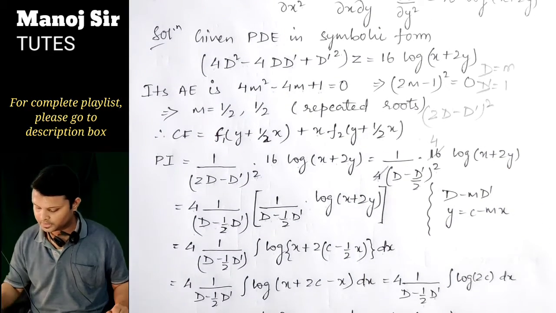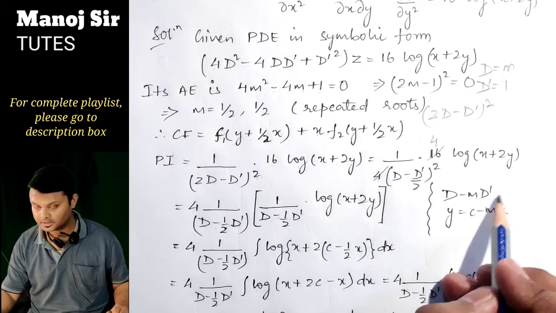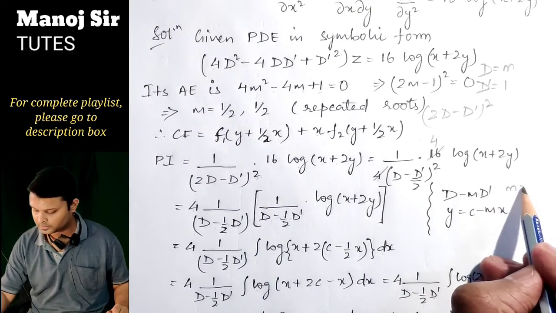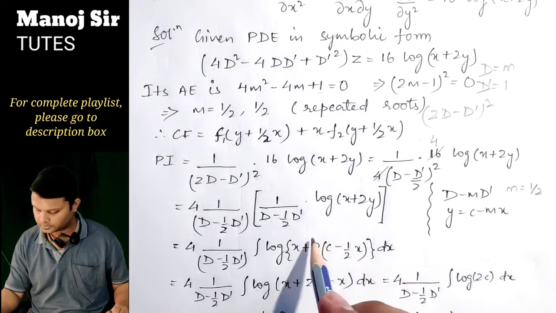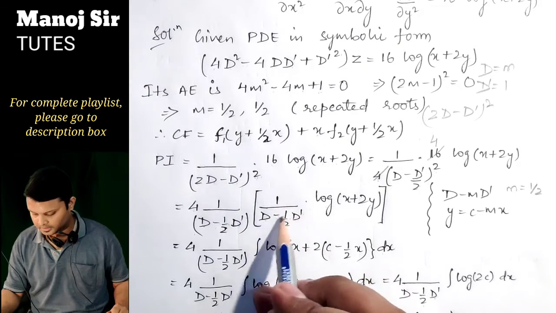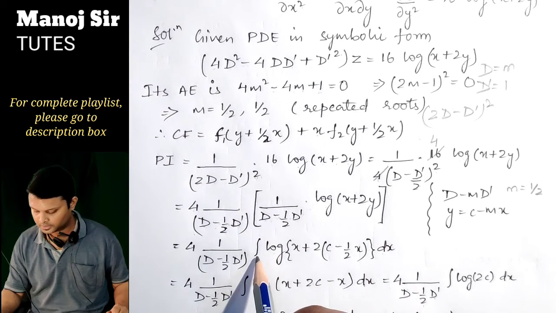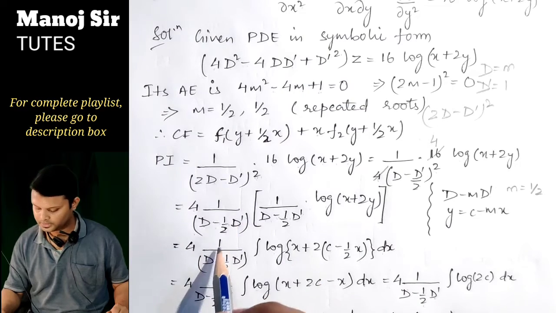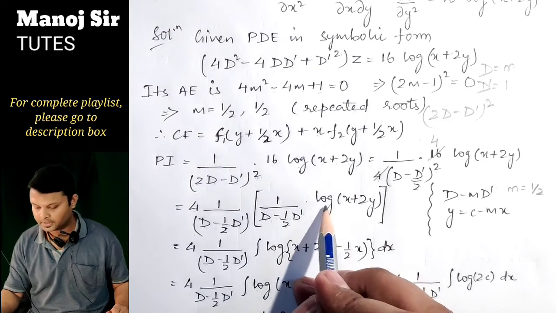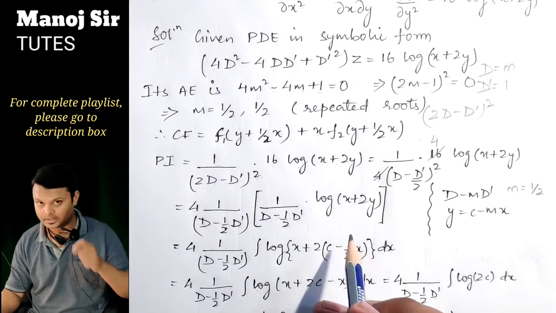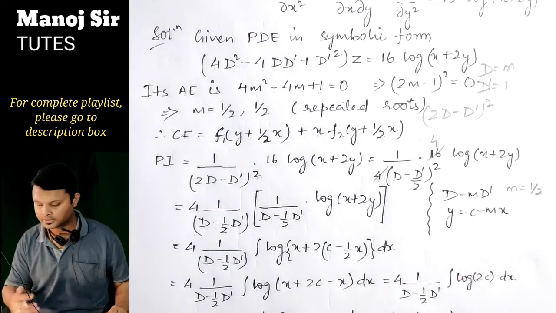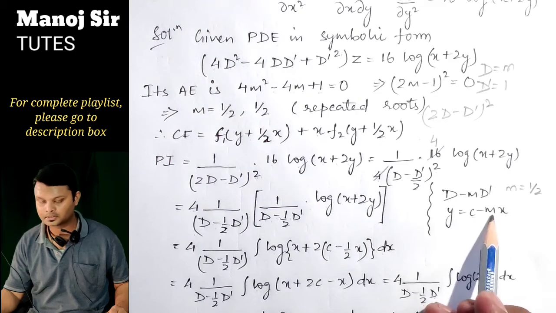Now since this part is in the form D − mD′, if you compare both you will get m equals to what, half, okay, m equals ½. So simply in place of this we will take the integration sign, okay, this part is as it is. We will integrate this with respect to x, but before integrating we need to put y equals to c − mx, okay, and after integration simply put c equals to y + mx, okay.